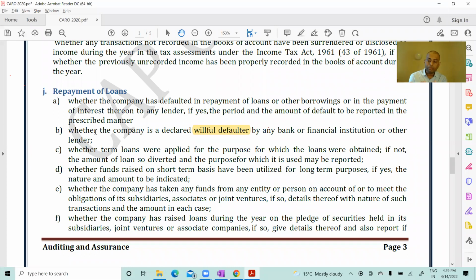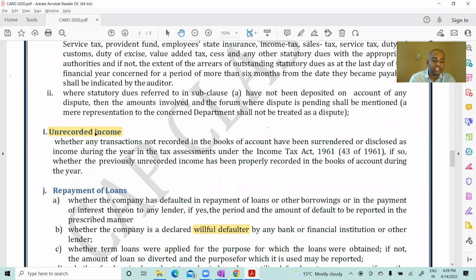Now when the shareholder opens the audit report, oh my God, I have invested money in this company and they are willful defaulters. I am not supposed to continue to be a shareholder of this company. Better I withdraw my money, I will sell my shares. I don't want to be associated with this kind of company. So this is the auditor's duty. You understand? So this is about loans and advances.